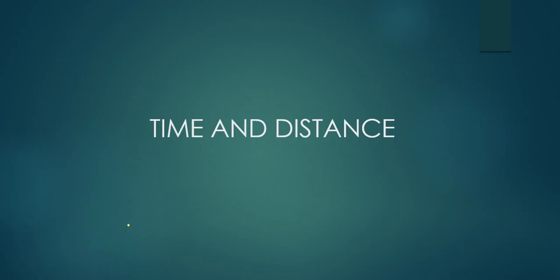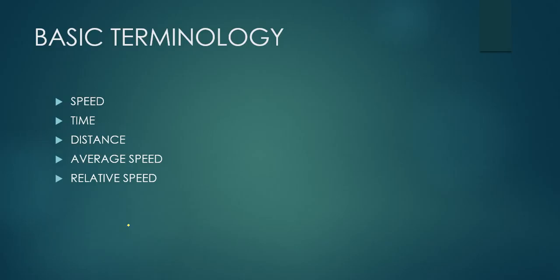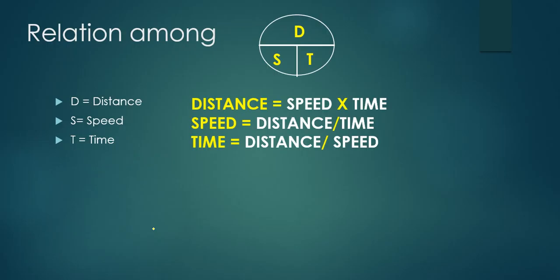Now coming to the topic time and distance. In this topic, the basic terminology is speed, time, distance, average speed, and relative speed. We'll see the relation among distance, speed, and time. Distance is equivalent to speed into time, speed is equivalent to distance by time, and time is equivalent to distance by speed.